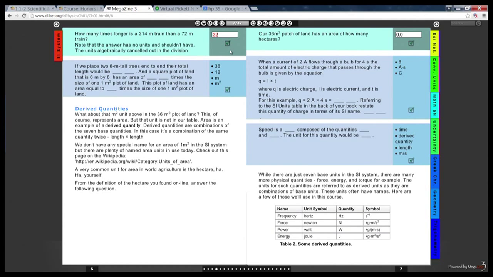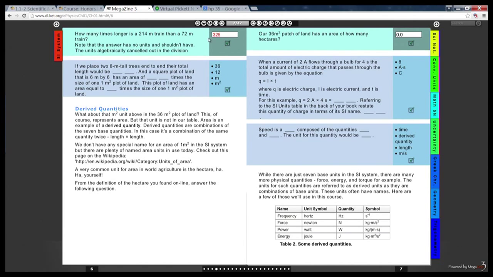Nope. Is it 3.2? Is it 356? Nope. Well, I don't know what it is. You're going to have to figure that out, okay? But this is strictly a division problem, right? The point of this is not can you divide 214 by 72.